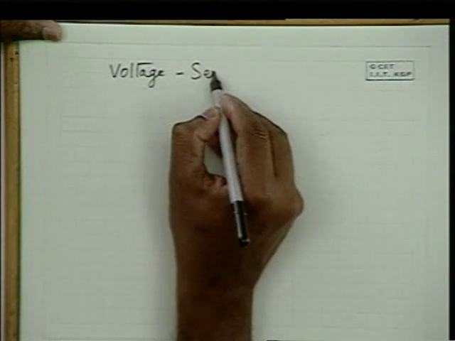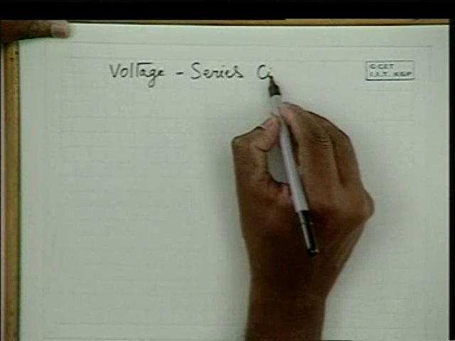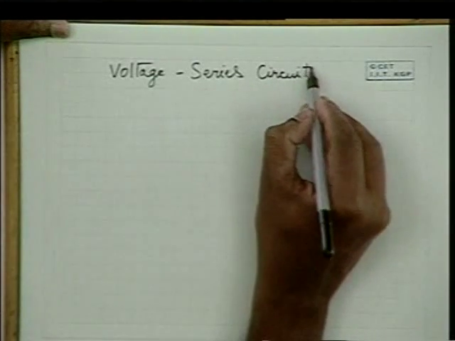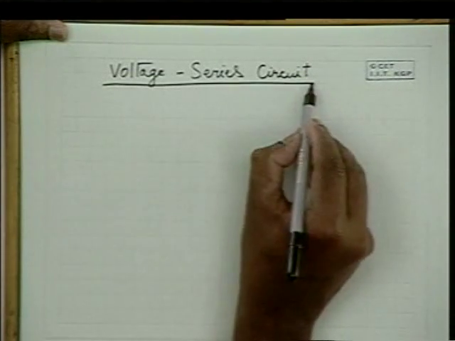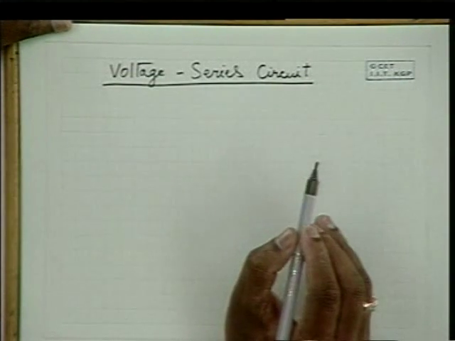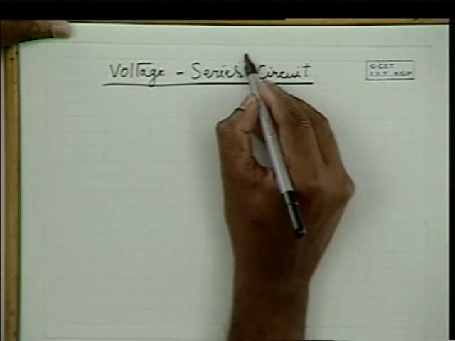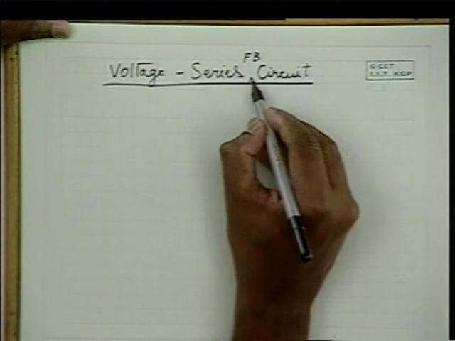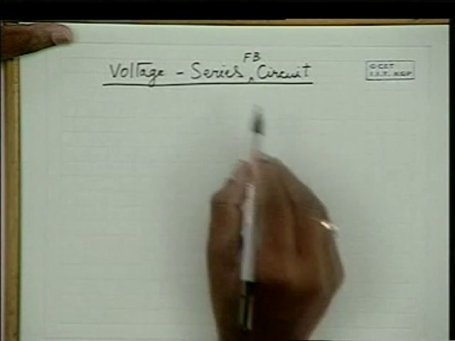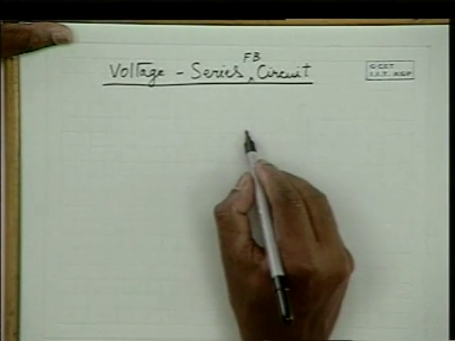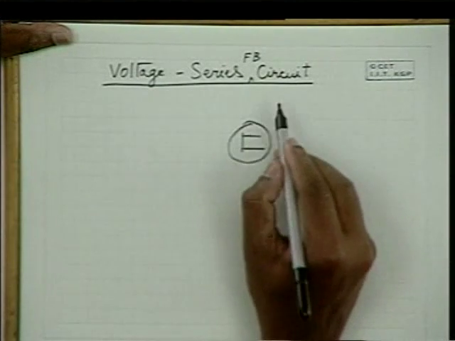Now let us discuss a practical circuit and apply the principles to determine the effect of feedback. So let us take the example of a voltage series feedback circuit. Let us consider a practical circuit and see the effect on the gain. Let us take a simple circuit of a FET amplifier.